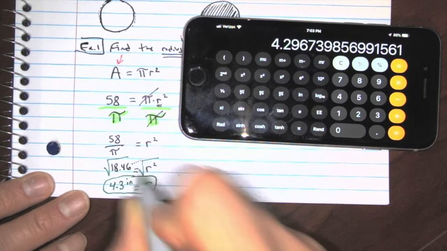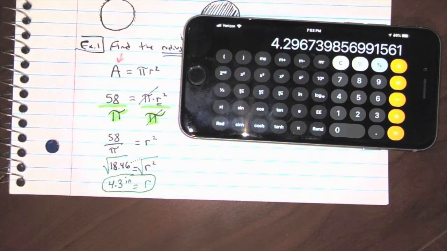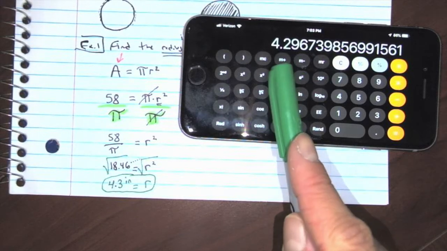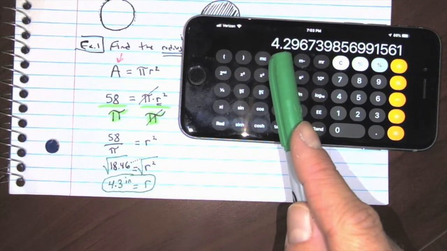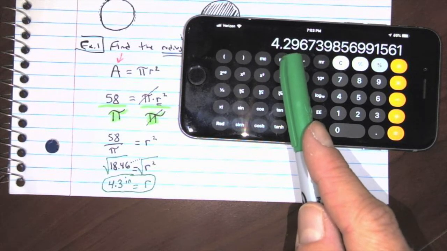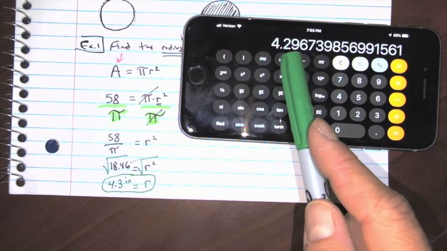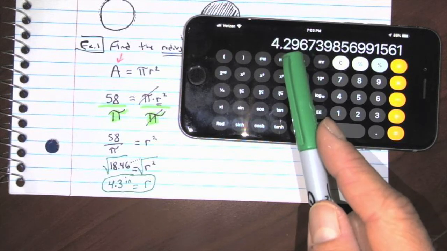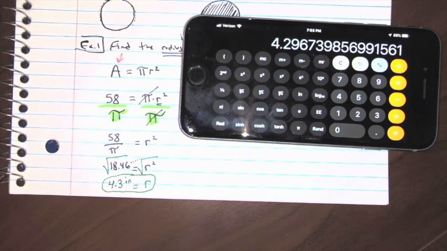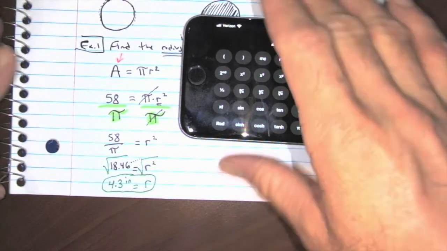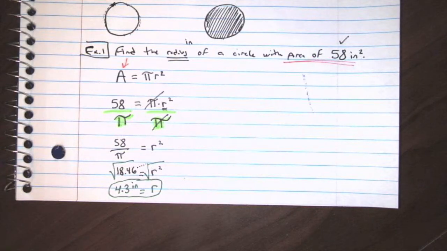In the book, it's going to be very specific about rounding. It's going to say round your units to the nearest tenth, 4.3. It might even say round to the nearest hundredth. In that case, it'd be 4.30, because that 6 kicks the 9 up to a 10, kicks that 2 up to a 3. Make sure you have a unit in the hundredths place. All right, well, that was pretty simple.